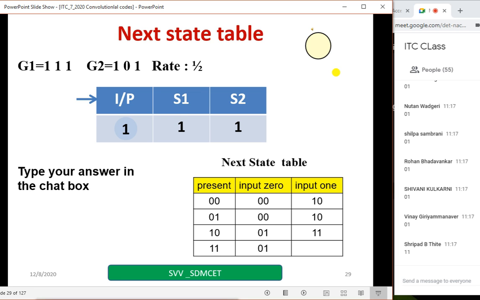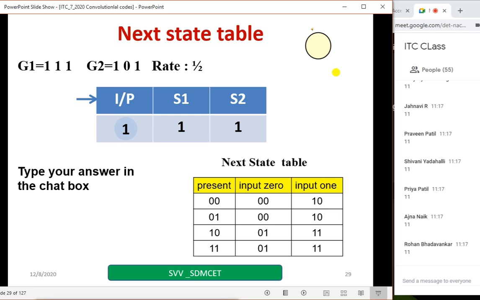If input is a 1, present, Shripad has typed. Nivedita has typed answer. Aditya. The next state will be the 1-1. Aditya, Hiremat, Abhishek, Simran, Suhasini, Nivedita, Janvi, Adya, Rohan, all have typed. The answer is 1-1.